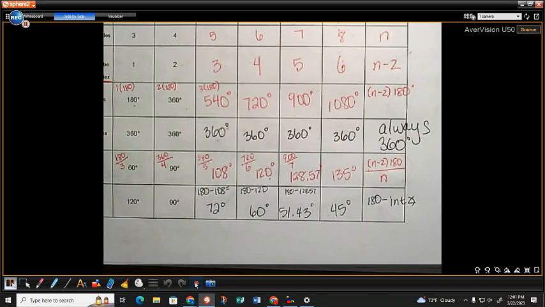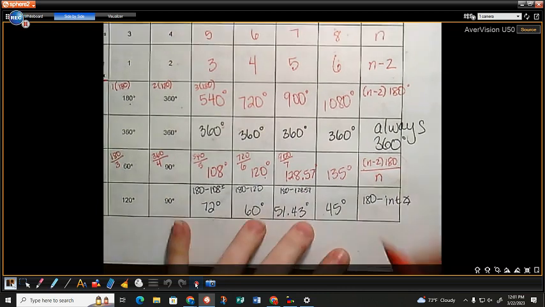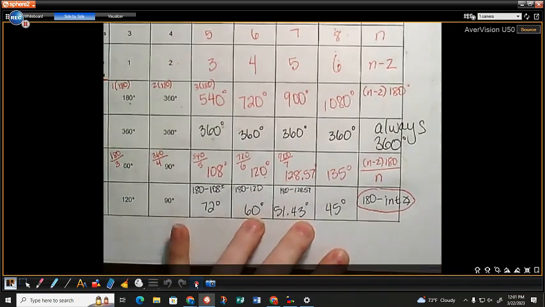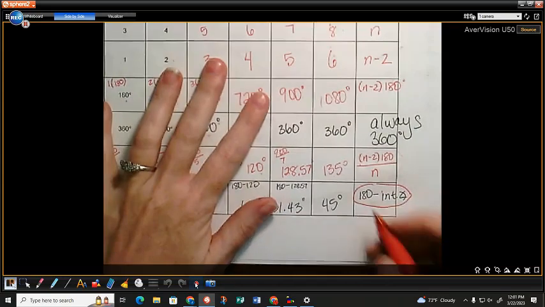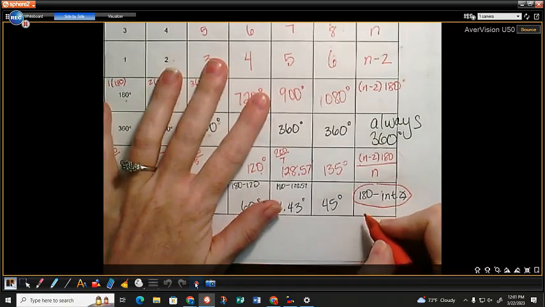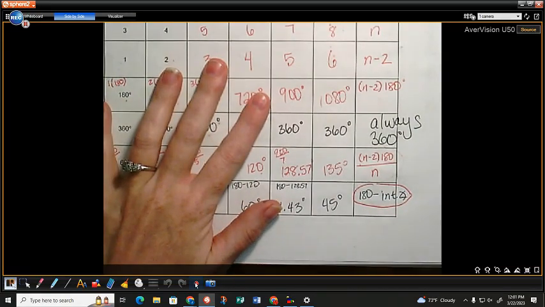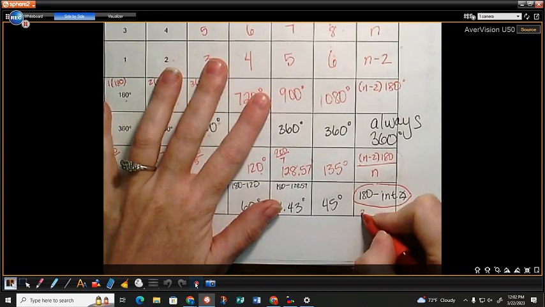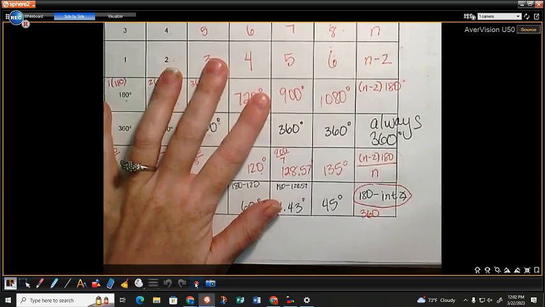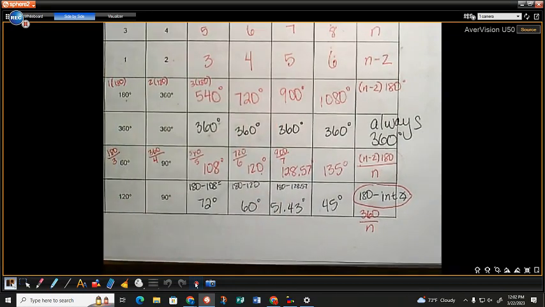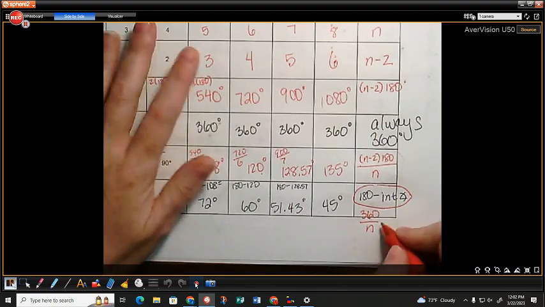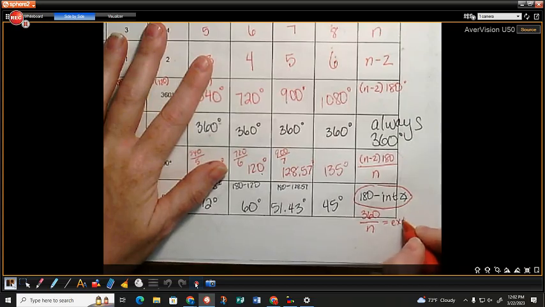Okay? But wait a minute, hold on. Instead of doing this big long thing for finding my exterior angles, how many degrees are always summed on the exterior of a polygon? 360. And if I want to find how big each one is, couldn't I just divide it by how many angles there are? Okay. And that will give me my exterior angle.